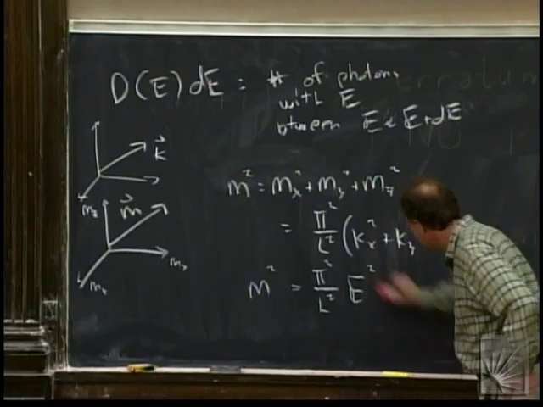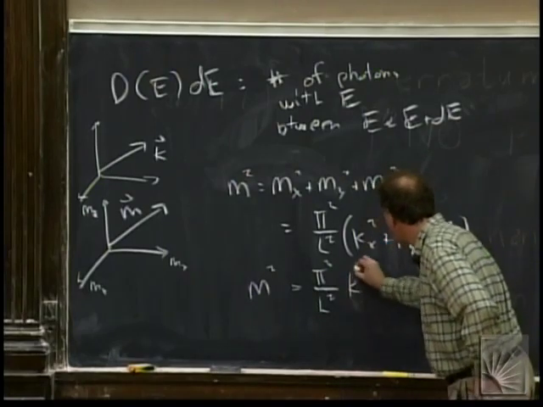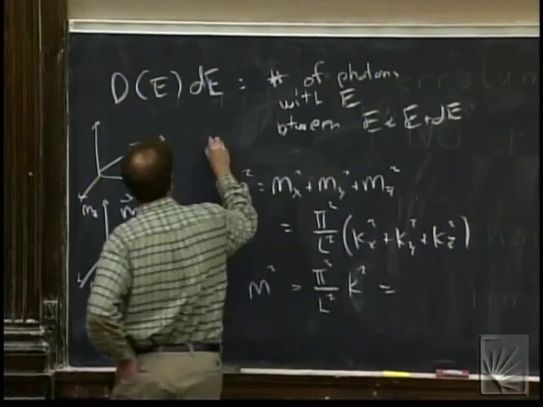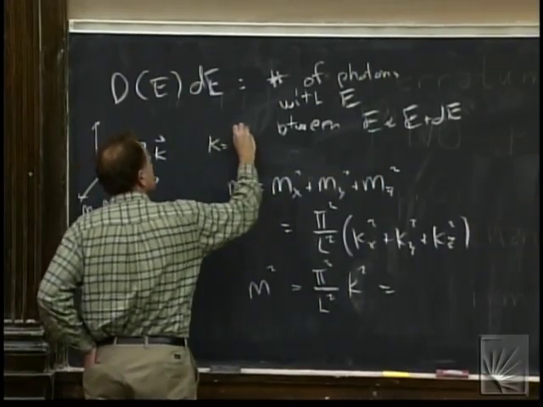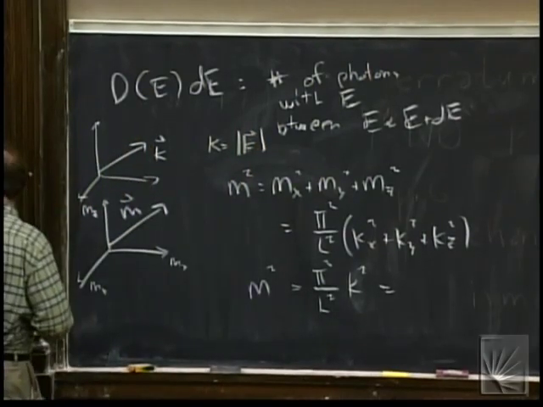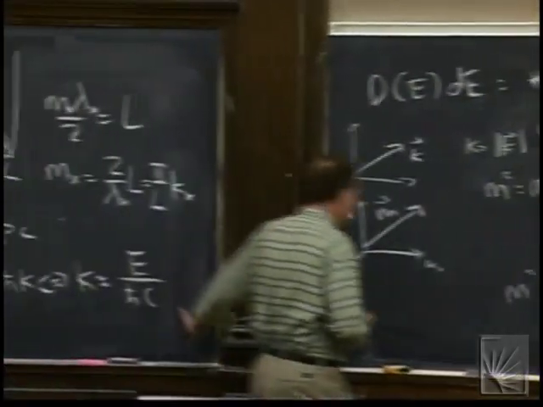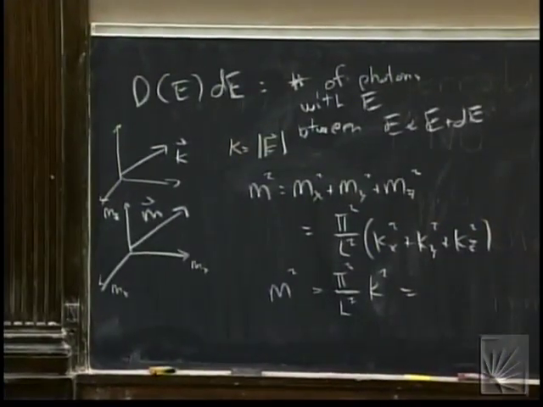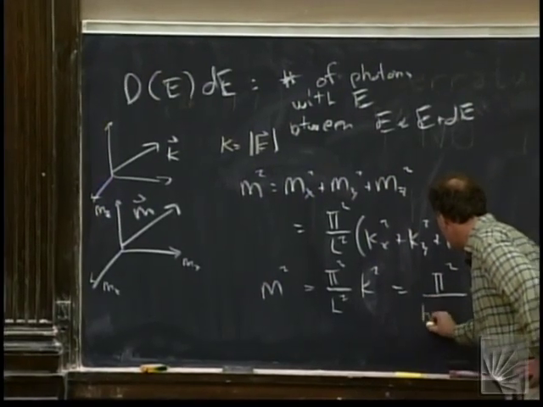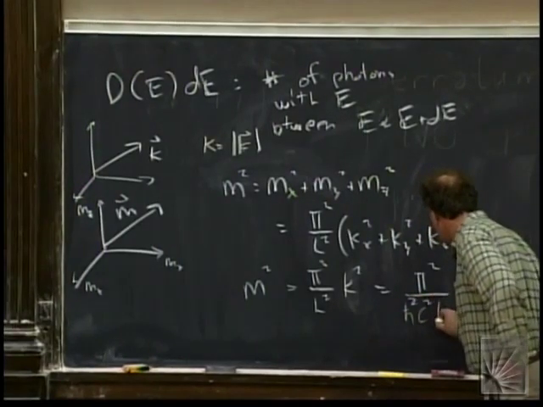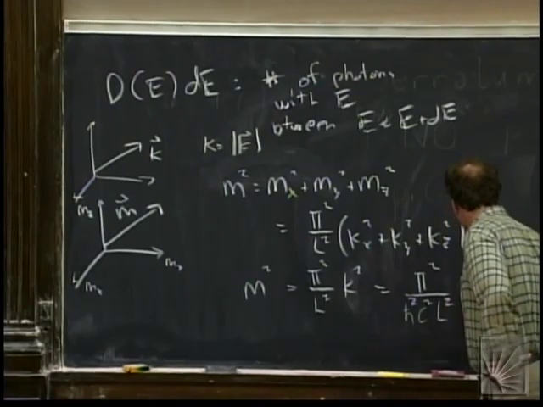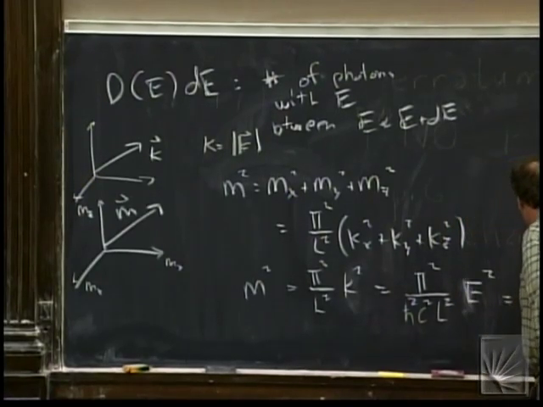No, not k squared, sorry. Just k squared, where k is, as I wrote, the k vector magnitude. Okay? And then I can relate k and E there. k is E over h bar c, so this is pi squared over h bar squared c squared L squared, E squared. All right?